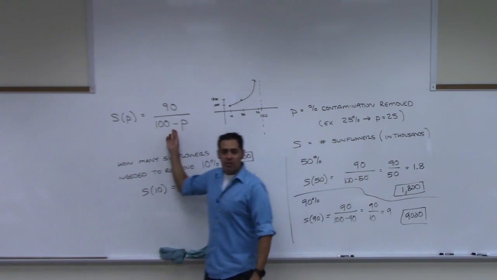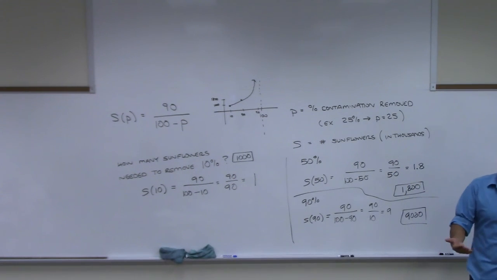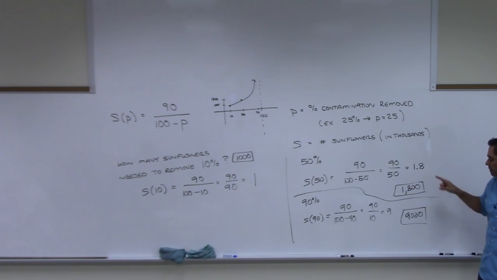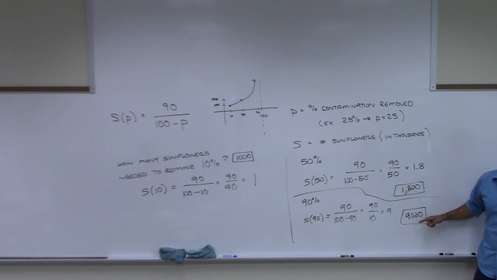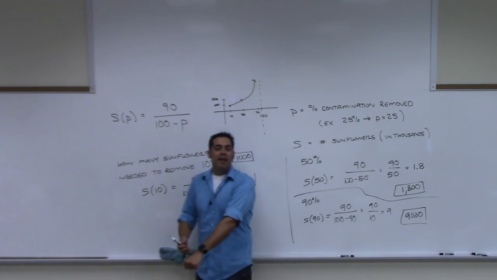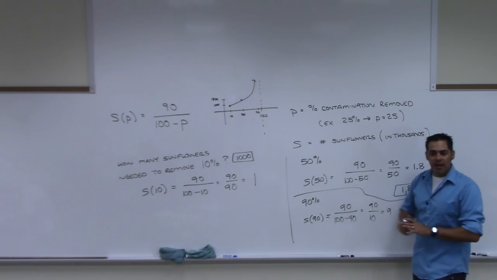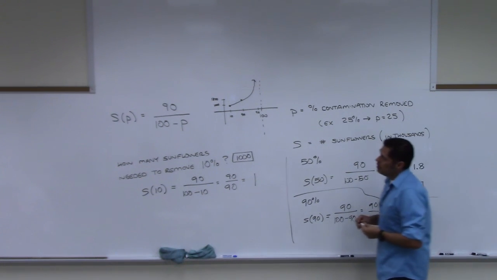No, because if you plug 100 in here, you get division by 0, and it can't happen. So could we try for 99%? Sure. But if you plug 99 in here, I'll let you do it yourself, you're going to get, I believe, 90,000 sunflowers. It just becomes impossible for us to remove everything from the soil. So we need a model that represents that kind of limit of how far we can go. Does that make sense? Okay.